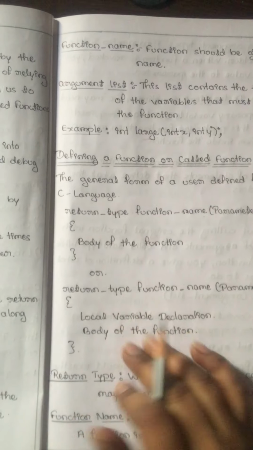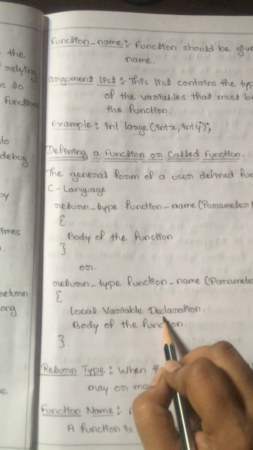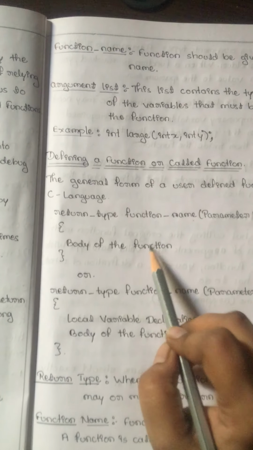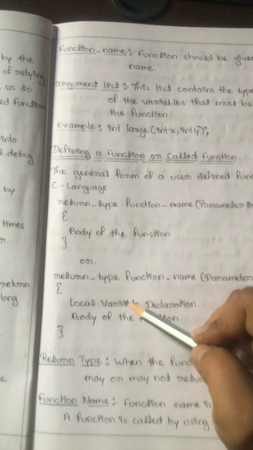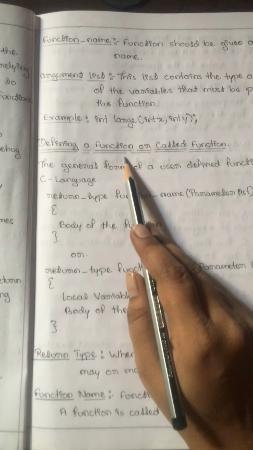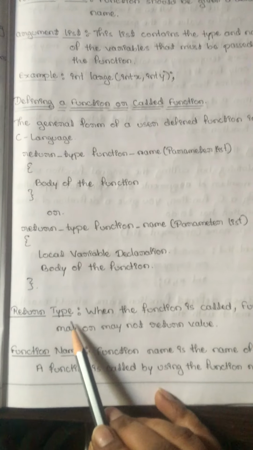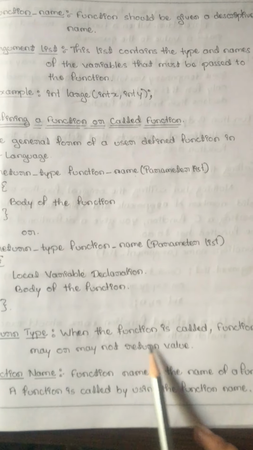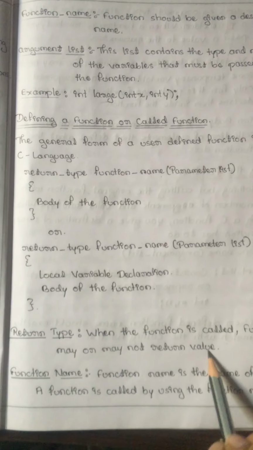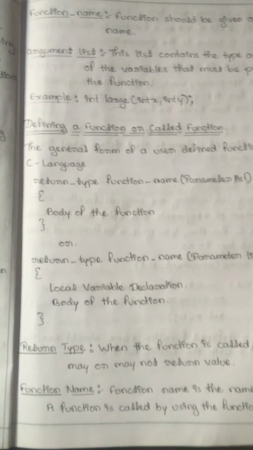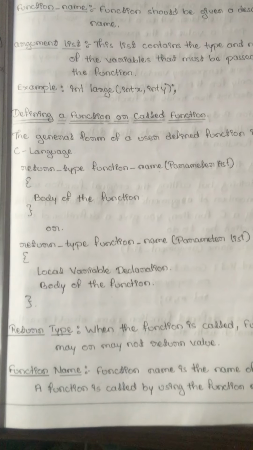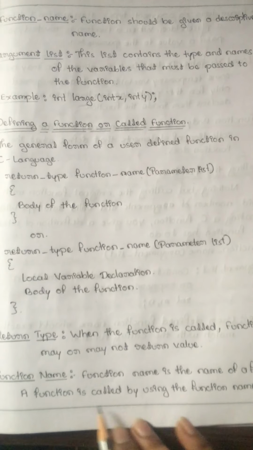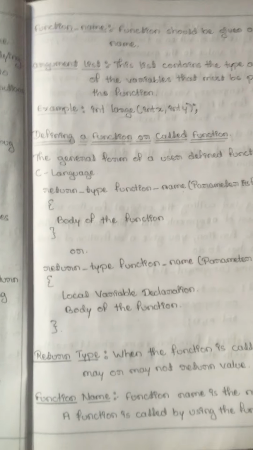If you want to declare any variables, then you have to use this syntax. If you are not going to use any local variables inside the body, then you use the other syntax. There are two syntaxes used for defining a function. Next, for the return type: when the function is called, the function may or may not return a value. A return value may or may not exist for a user defined function. The function name should always be the name of the function, and it is called using the function name. If you would like to call any function, it should have a name.